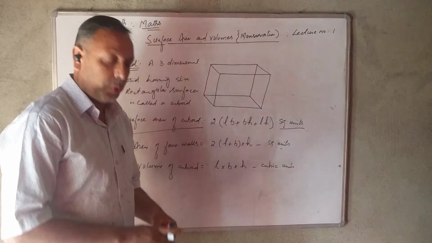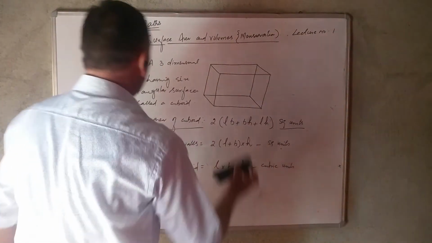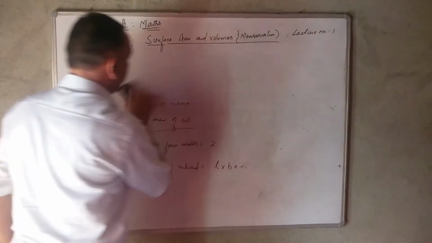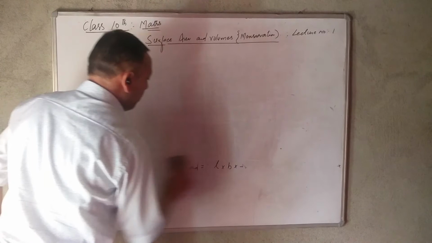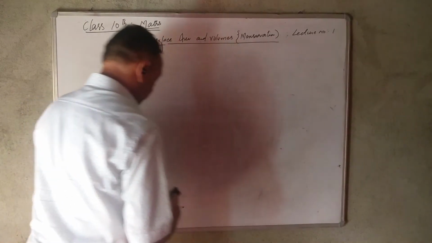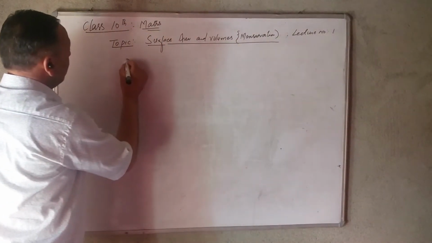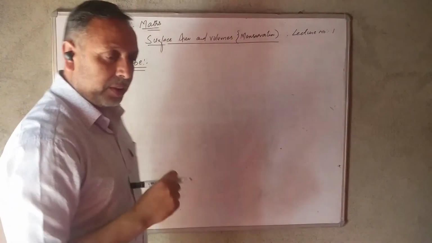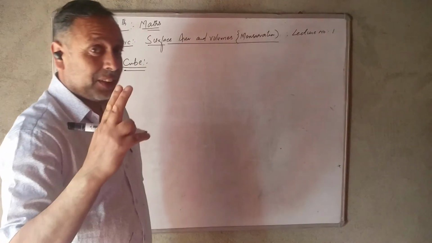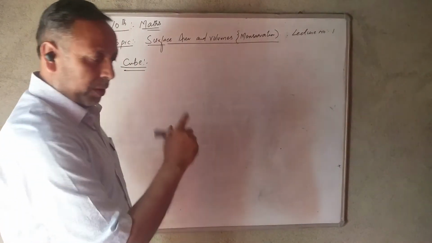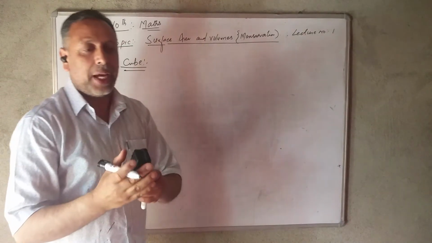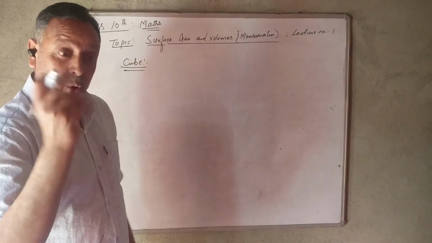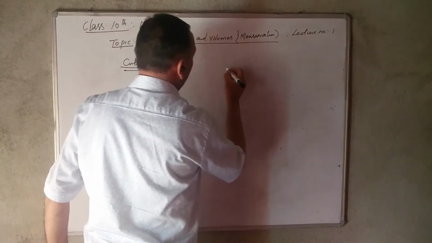This is cuboid. Now let us move to cube. Cube is also a three-dimensional solid having 6 square surfaces. The difference between the cuboid and cube is that cuboid has 6 rectangular surfaces and a cube has 6 square surfaces. Let me draw a cube here.